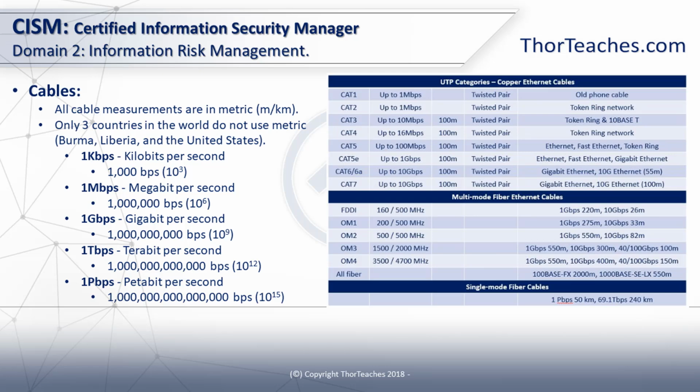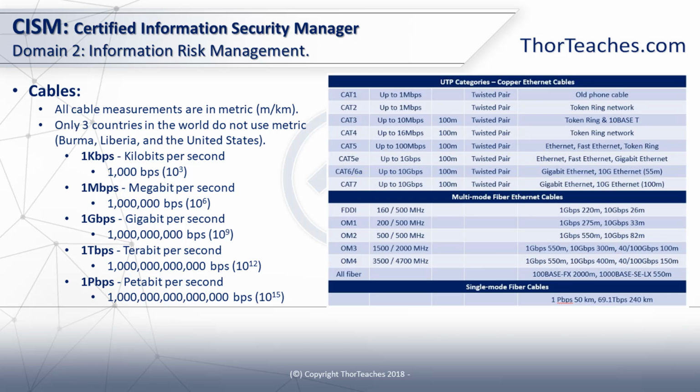Cat 6 and 6A carry 10 gigs of data up to 55 meters. Cat 7, again 10 gigs of data, but it can go up to 100 meters. I know places where they use that, but preferably, we would want to use fiber cables. FDDI cables, OM1 and OM2 cables are not really used anymore either. They are to a large extent legacy. What we do use is OM3 and 4, where you can see the speeds get a lot more interesting.